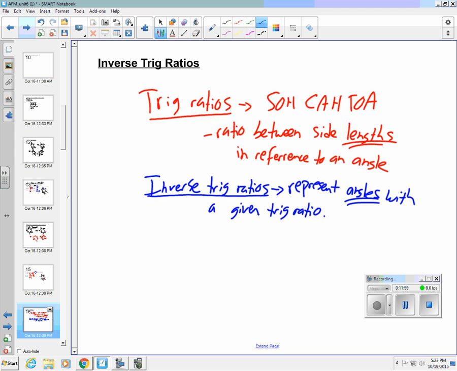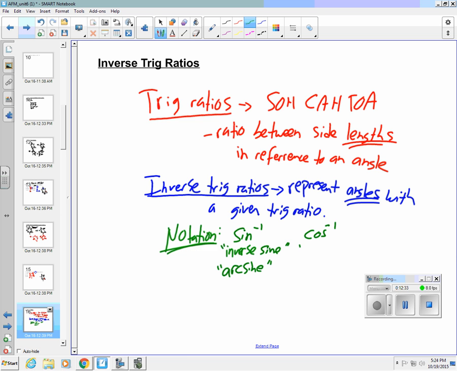So our notation we have for inverse sine, we use a superscript -1 to represent inverse. It doesn't mean raised to the negative first power. That means inverse. So this would be inverse sine. Right? It's also called arc sine. It's written that way sometimes.